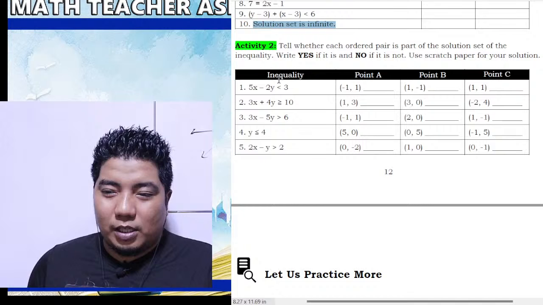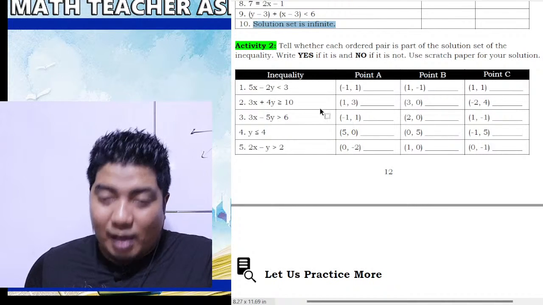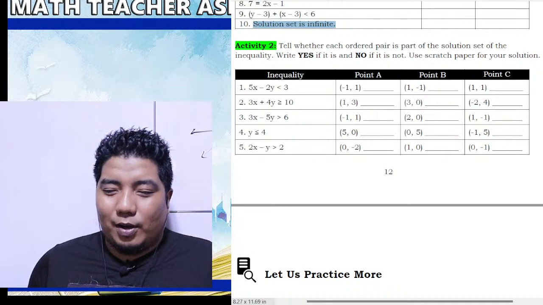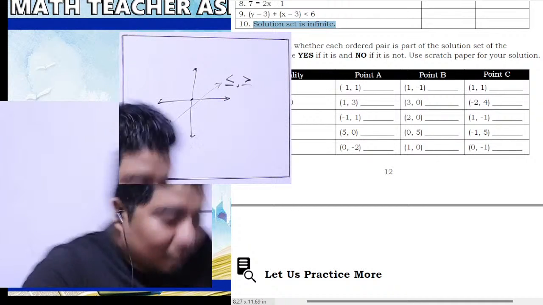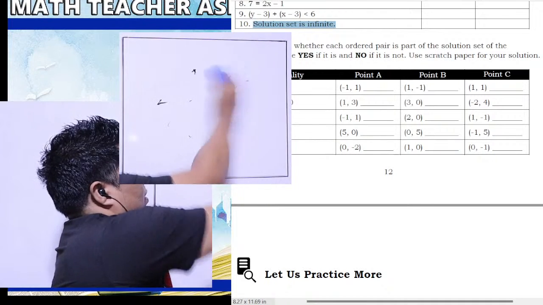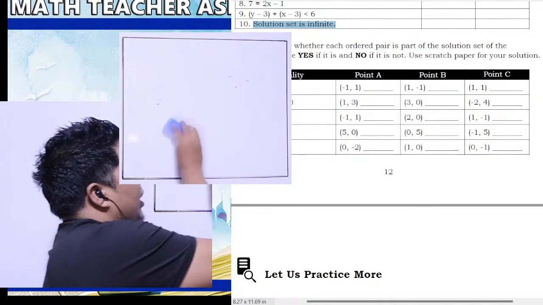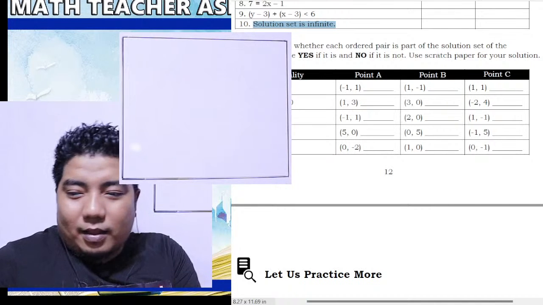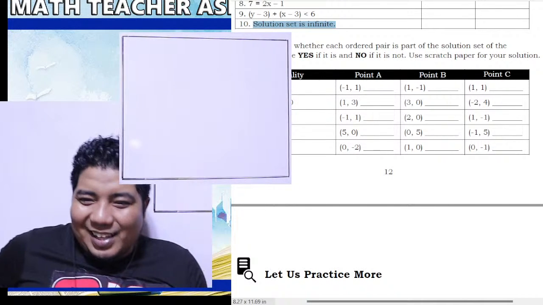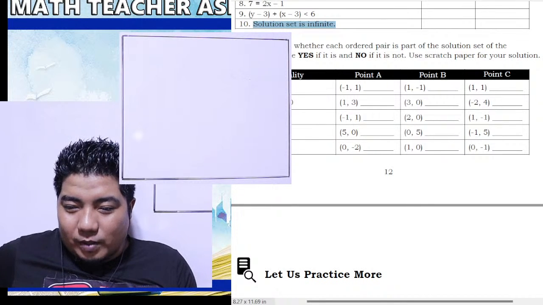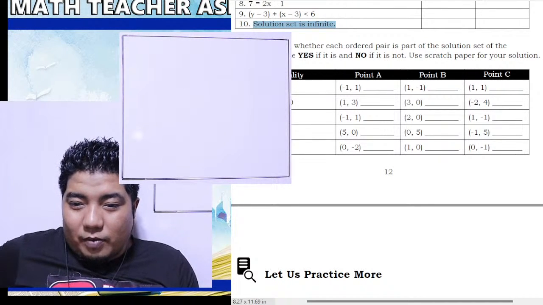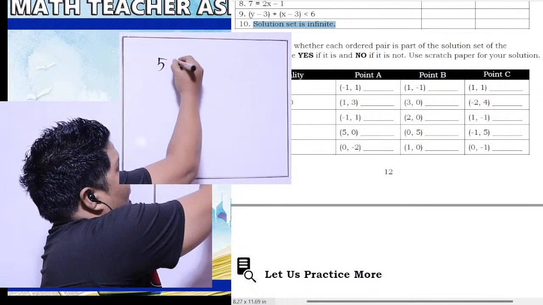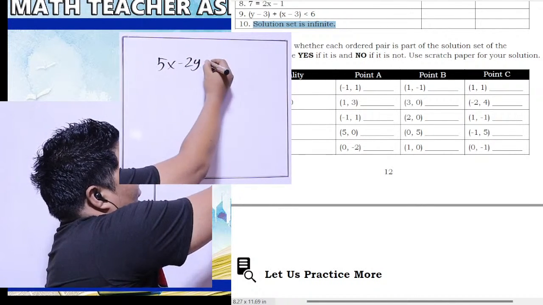Okay, so paano natin masosolve itong equation? Okay, let's consider one equation lang. Point A, point B, at point C. Okay, I will give you the number 1 as the example. Okay, so let's try here. Erase muna tayo, my dear math learners, and I hope you have a wonderful time in learning math lessons. Okay. So, sabi nga dito is, ano ba to? Ang sabi dito, 5x minus 2y is less than 3.